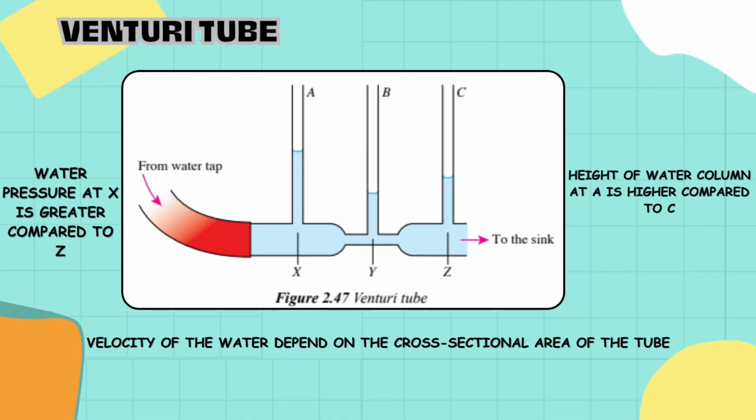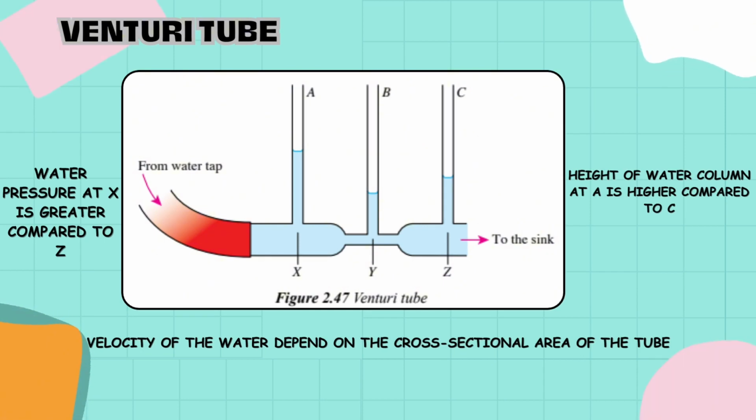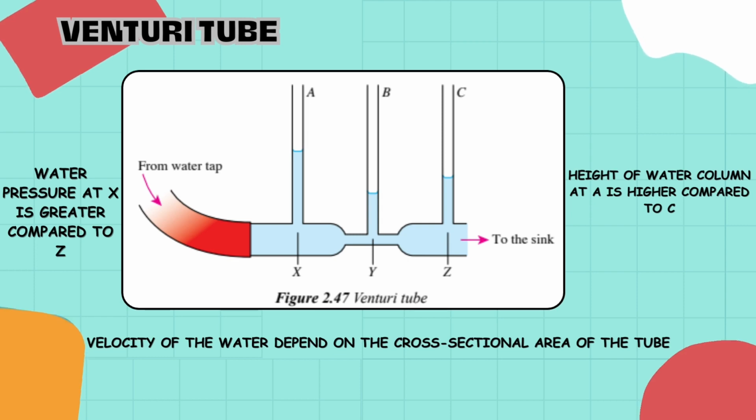Alright, next, let's see the other situation, which is the Venturi tube. For the Venturi tube, we connect the water tap to the tube. The water will flow from the water tap to the sink. The water that flows from the water tap comes with high pressure. When there is high pressure, the velocity of the water will be low. So the height of the water column at A is higher compared to B and C because the pressure in the X region is higher compared to Y and Z.